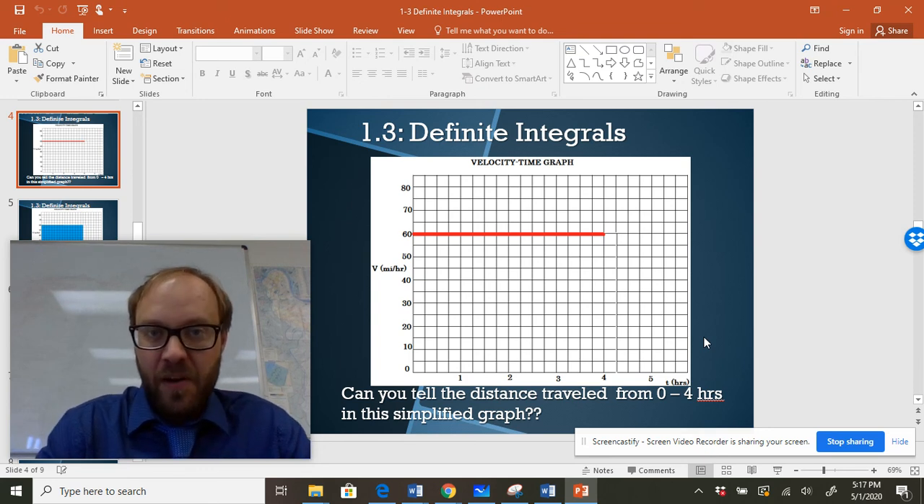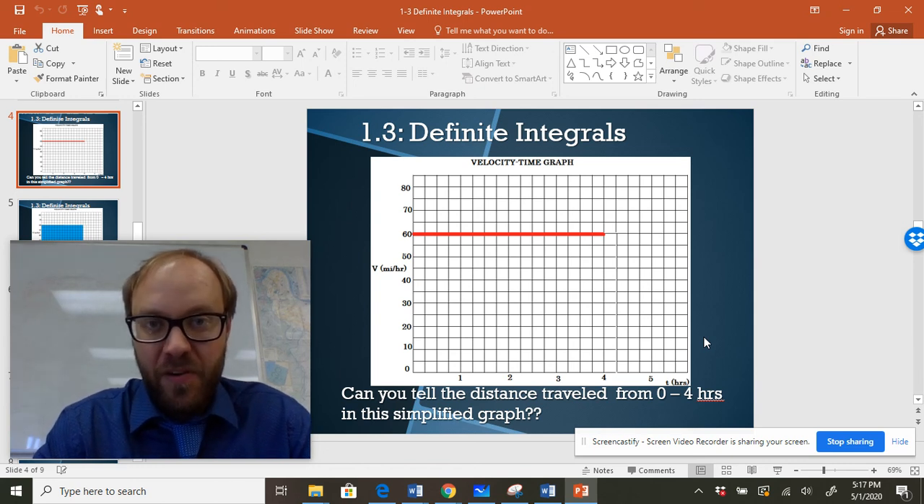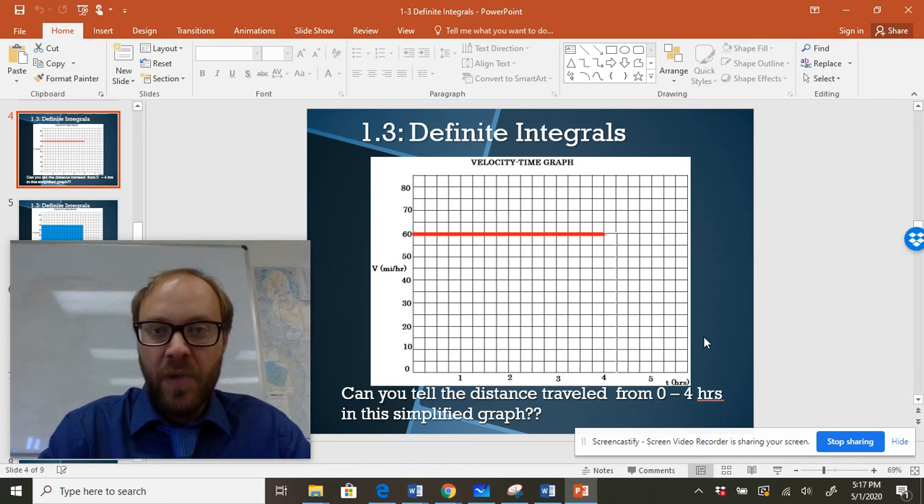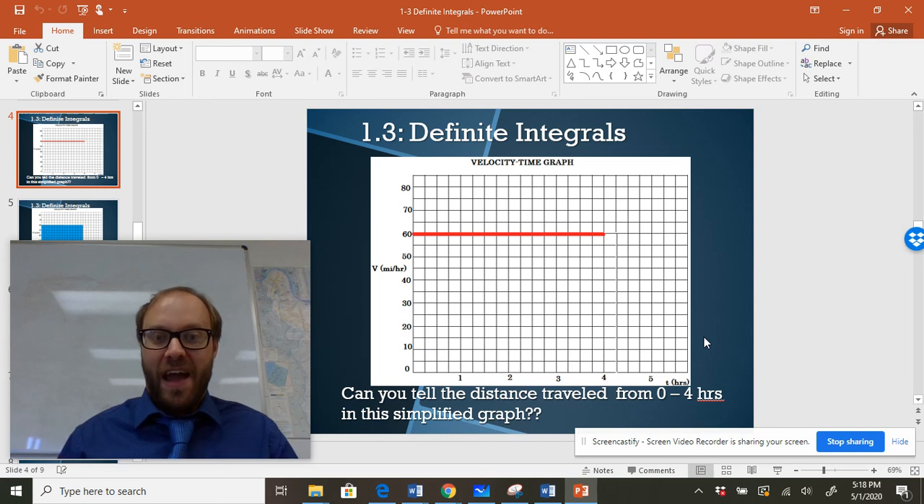Well, most of you can probably tell me, if a car travels at 60 miles per hour consistently for 4 hours, oh, well, I would just take 4 times 60 and I would get 240 miles. That's how far this car went. Okay, but I want you to make a connection back to the graph.